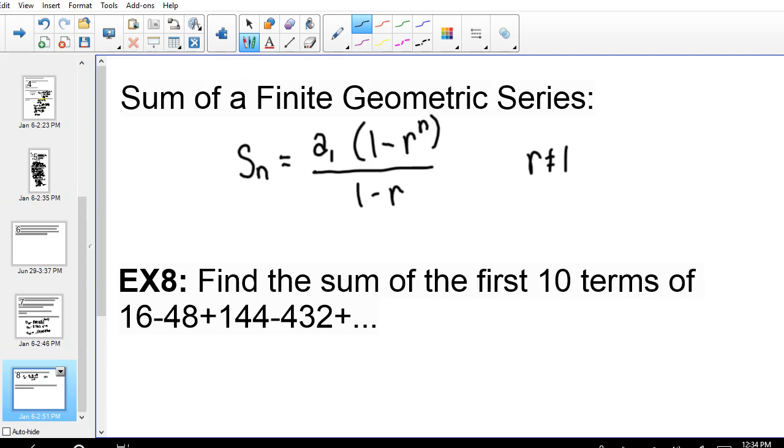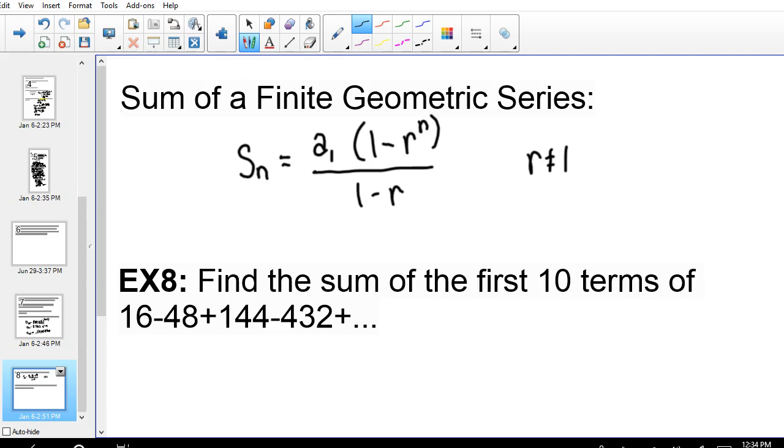A finite geometric series is only the first however many terms, not a series that goes on forever, just the first, in this case, 10 terms. What I think is a little bit easier about this problem is that you've got your a sub 1, you've got your r. There's no a sub n that you have to plug in. So if you know your r and you know your first term, you can figure this out pretty quickly.